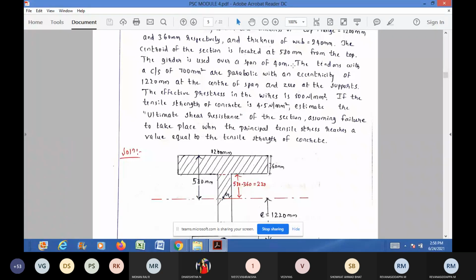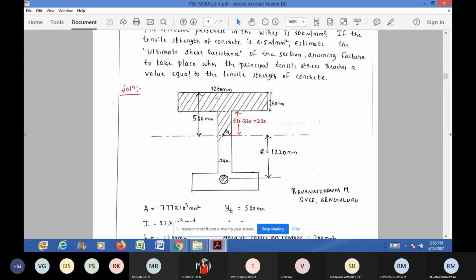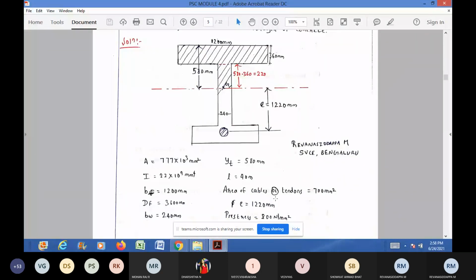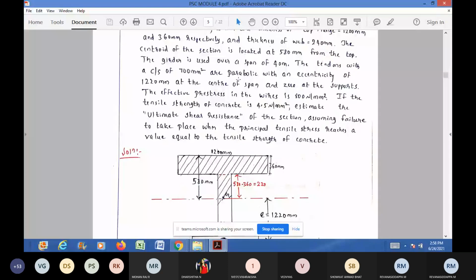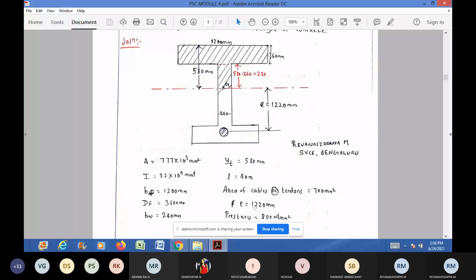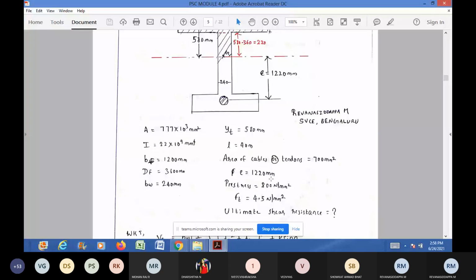The tendons with cross section of 700 mm square. The cross sectional area of the tendon is given. Note it in the data. Area of cables or tendons is equal to 700 mm square. The tendons are parabolic with an eccentricity of 1220 mm at the center of the span and 0 at the support. Eccentricity at the center of the span, write E is equal to 1220 mm.